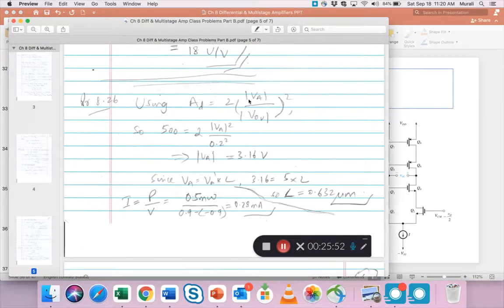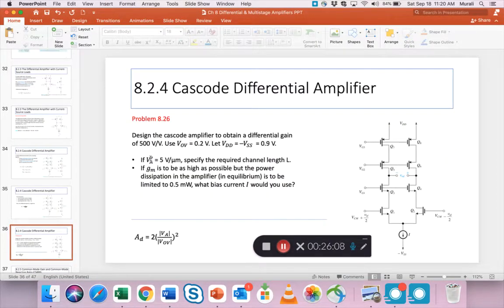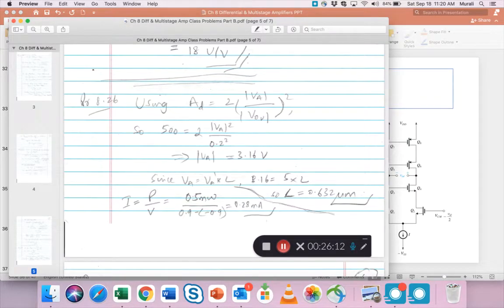So the gain using this formula, 500 equals this, which gives you VA, the early voltage, as 3.16. Now VA is connected to VA prime by this, and I think we are given VA prime. Yeah, VA prime is 5. So L then becomes 3.16 by 5, which is 0.632 directly in micrometers. So that gives you L.